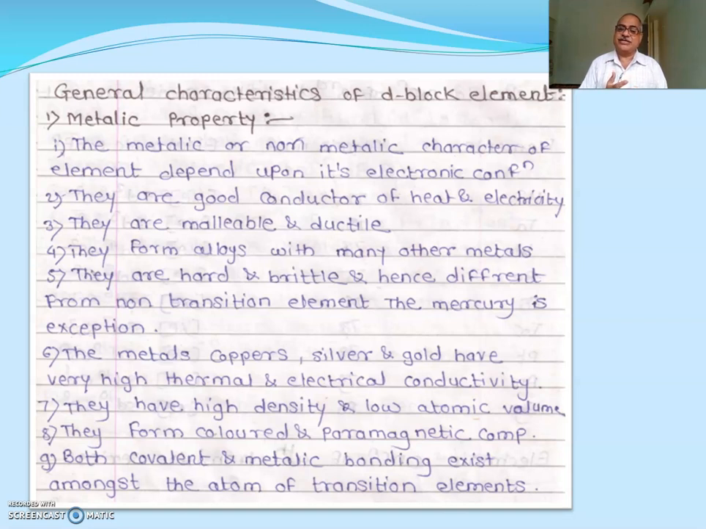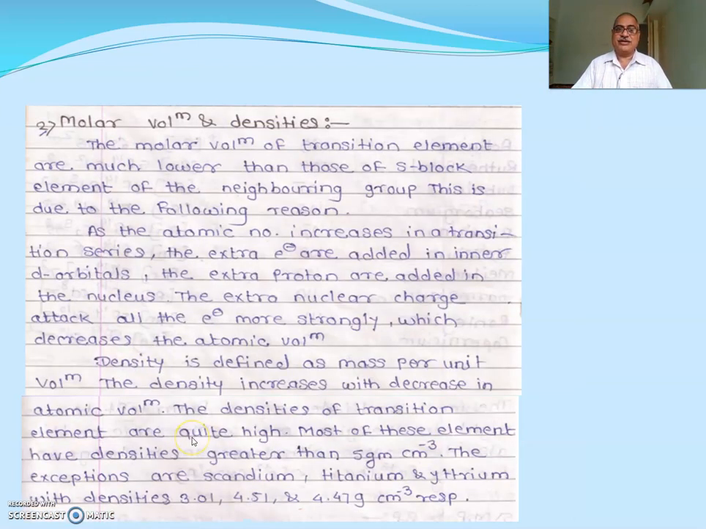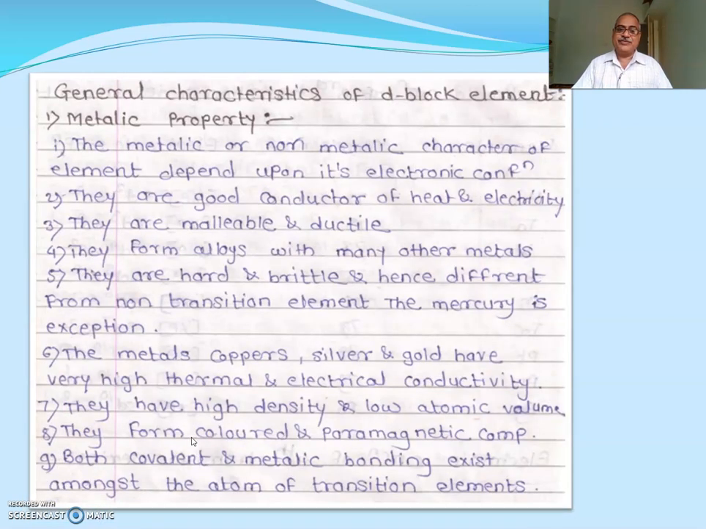And then transition metals form both covalent and metallic bonding among the atoms of transition elements. When transition elements form compounds or metal alloys, at that time they form covalent bonds or metallic bonds. Then the remaining properties we will see in the next lecture.